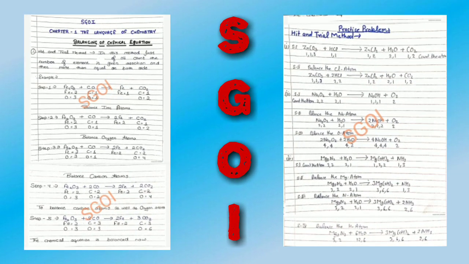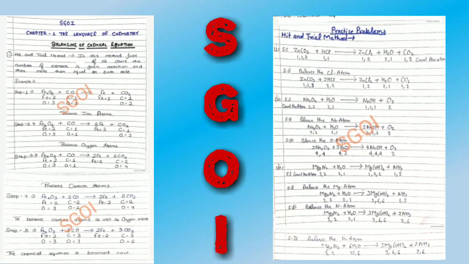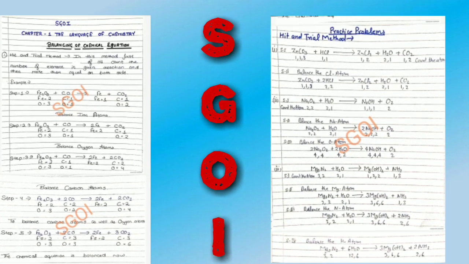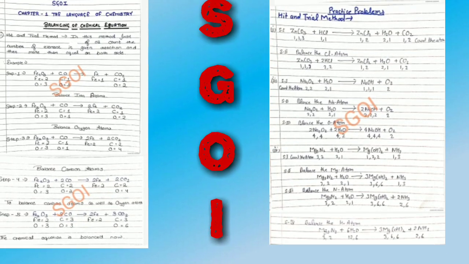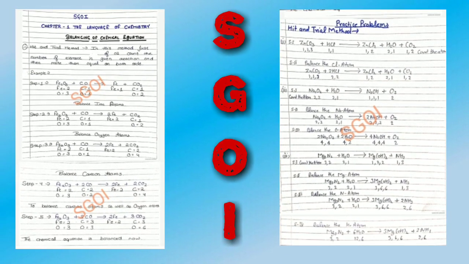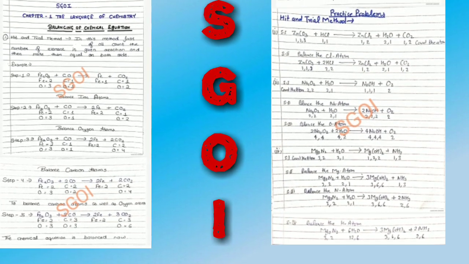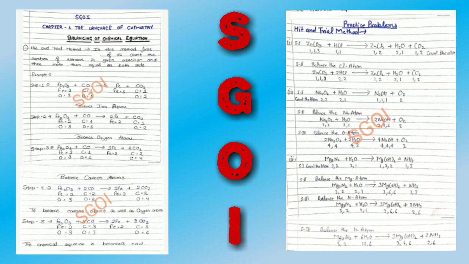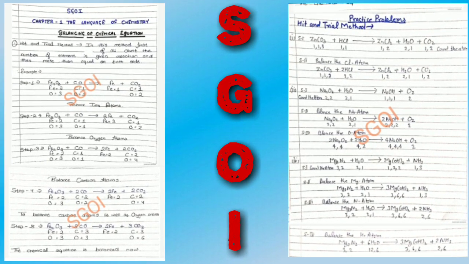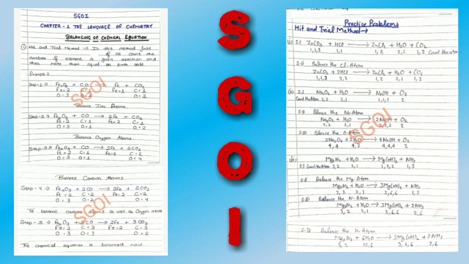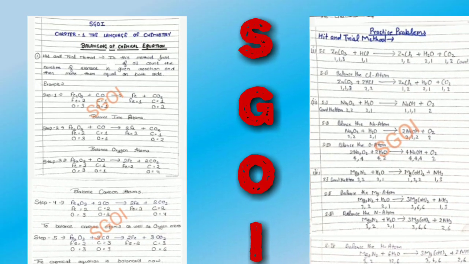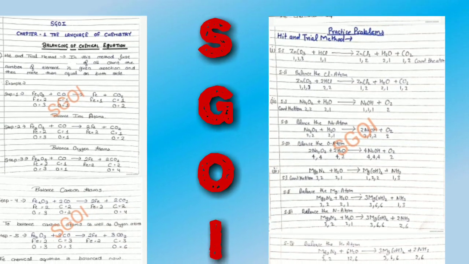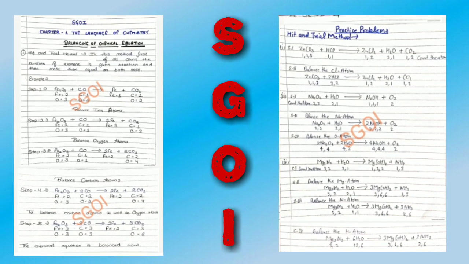In this method, first of all, count the number of atoms of each element in the given reaction and then make them equal on both sides. Okay. Next, let's go for an example. Step 1, we take an example: Fe2O3 + CO gives Fe + CO2. Now in the first step, count the atoms on each side.